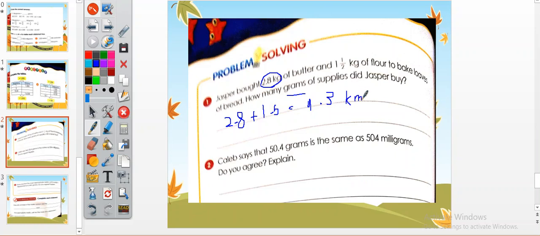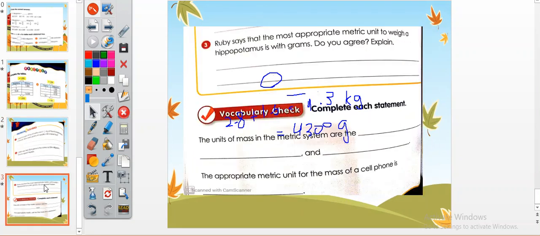Then convert the kilograms to grams just by multiplying by 1000. You will get 4,300 grams. Then finally to the next question here.